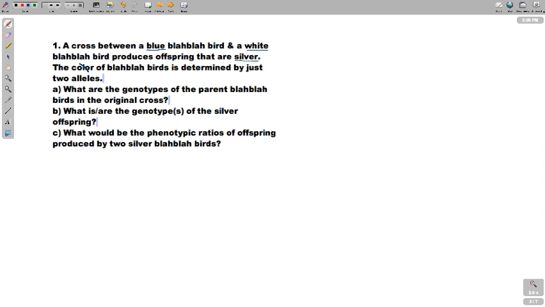The color of blah blah birds is determined by just two alleles. That means only two letters. We don't have a multiple allele situation, no kind of ABO situation. So what that means is that this is going to be incomplete dominance. So you can be blue, you can be silver, or you can be white, okay?